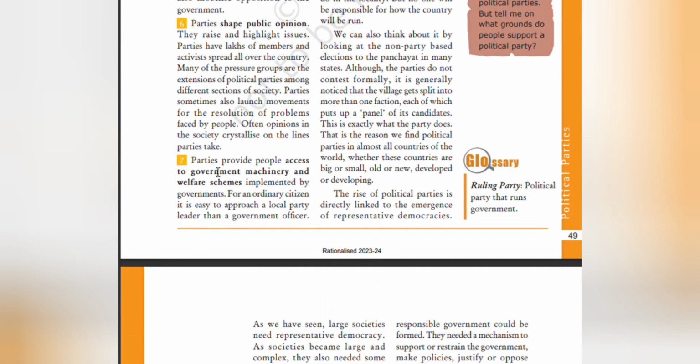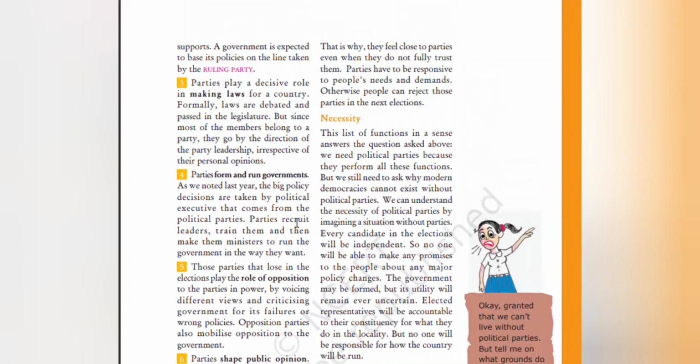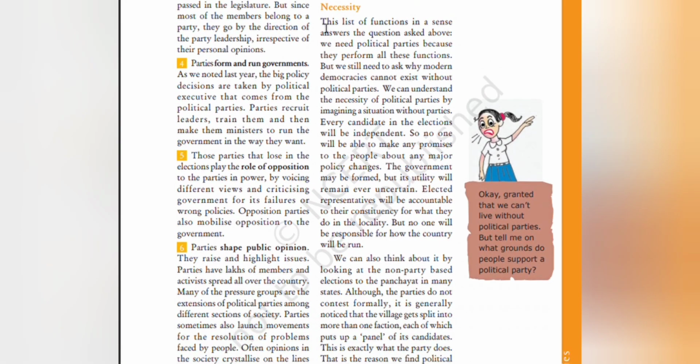Parties provide people access to government machinery and welfare schemes implemented by the governments. For an ordinary citizen, it is easier to approach a local party leader than a government officer. That is why they feel close to parties even when they do not fully trust them. Parties have to be responsive to people's needs and demands. Otherwise, people can reject those parties in the next election.